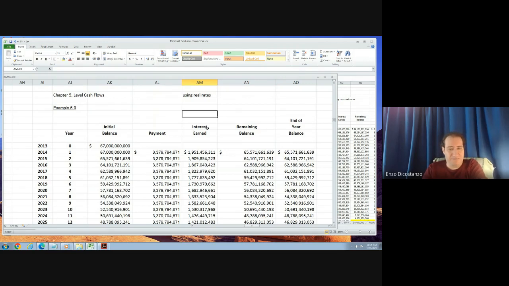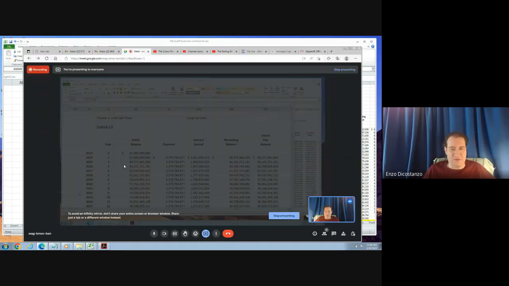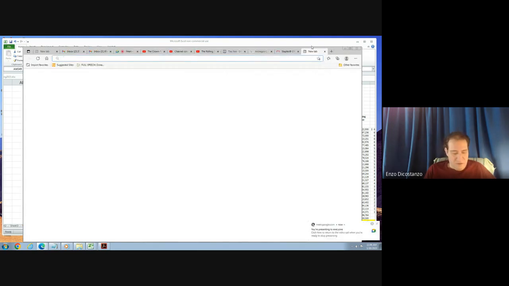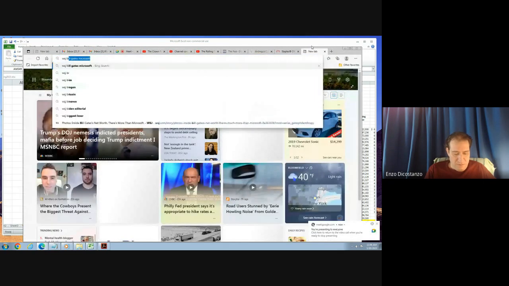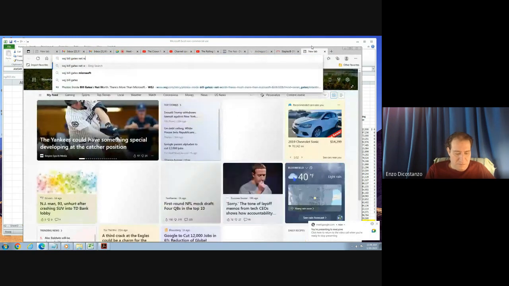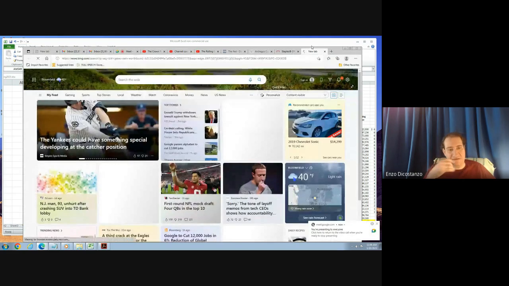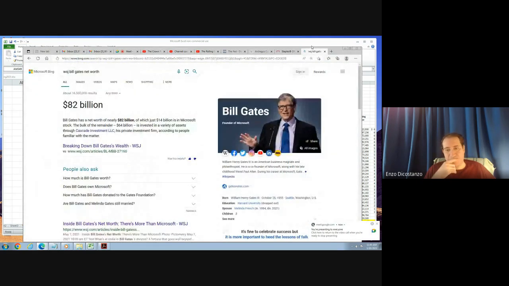The midterm assignment version will have whatever Bill Gates's current net worth is. I think we looked it up. It's 104. Let's see if the journal has anything. Oh, he's down to 82. I thought this was 104 somewhere, but okay, it's down to 82.